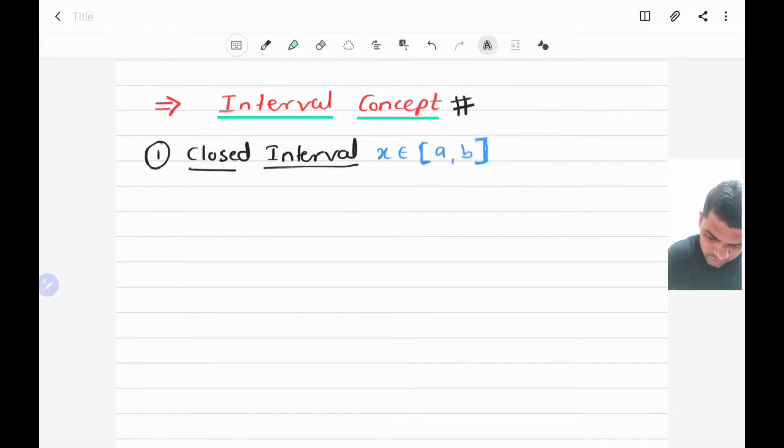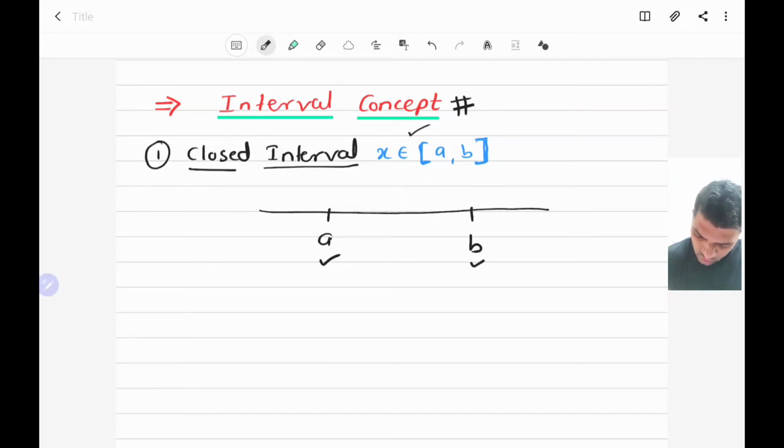What is the meaning of x belongs to the closed interval [a, b]? It's very simple. On the number line, let's say a lies somewhere here and b lies somewhere here. If x belongs to the closed interval [a, b], you have to consider the value of x as a, the value of x as b, and all the in-between values of a and b. Since it is a closed interval, you must include a, include b, and include all the values between a and b. This is the meaning of a closed interval.